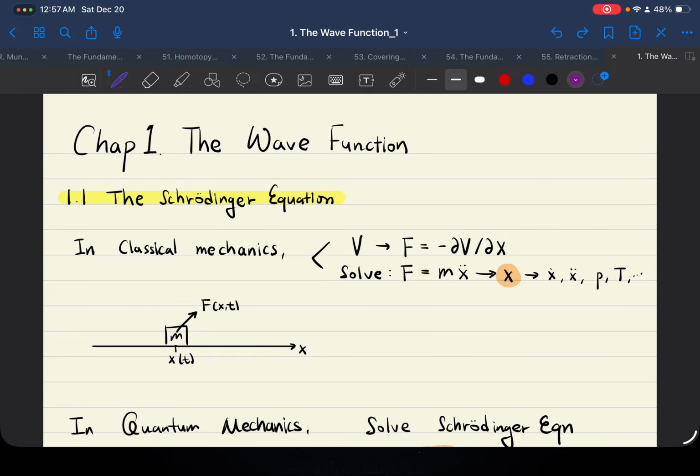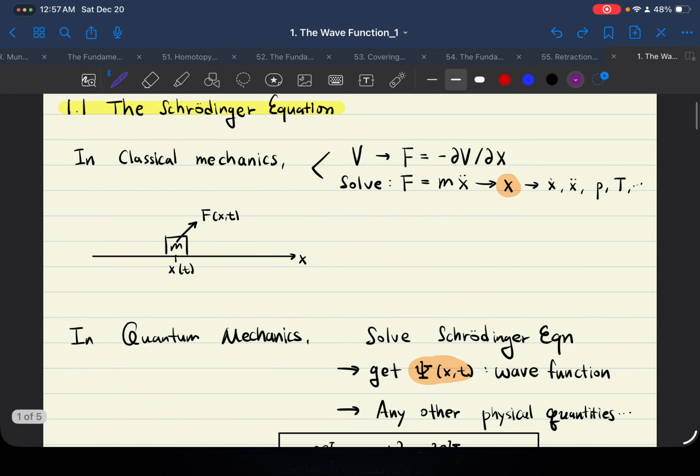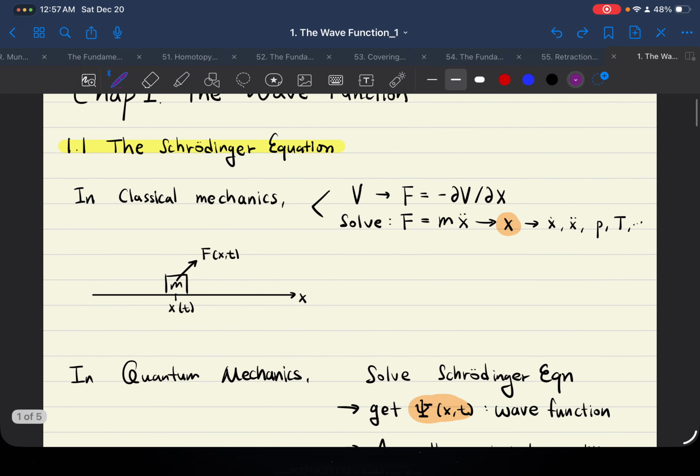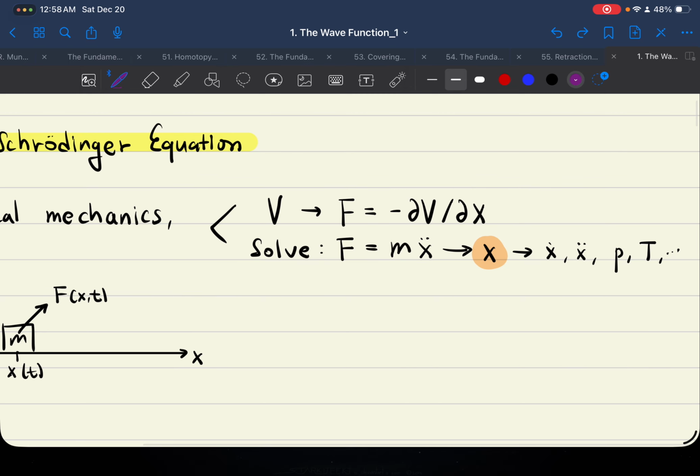So, the first thing we're talking about is the Schrödinger equation. In classical mechanics, we solve classical mechanical problems by this simple procedure. First we find the potential V, and then we compute the force F by differentiating this potential with respect to x. Then we solve Newton's second equation, F equals m x double dot, and we find x.